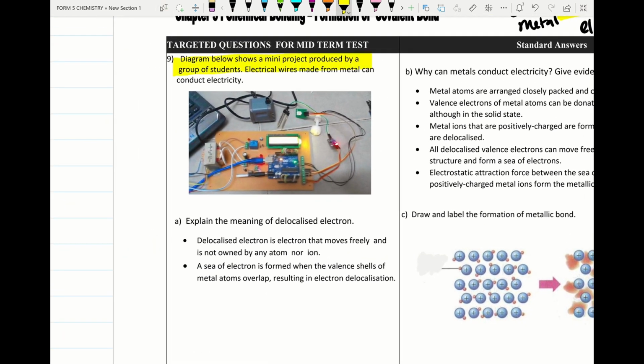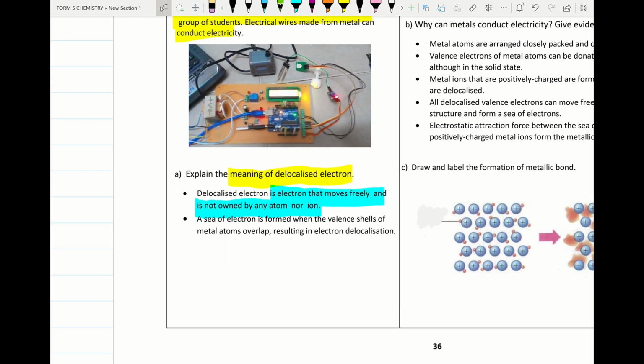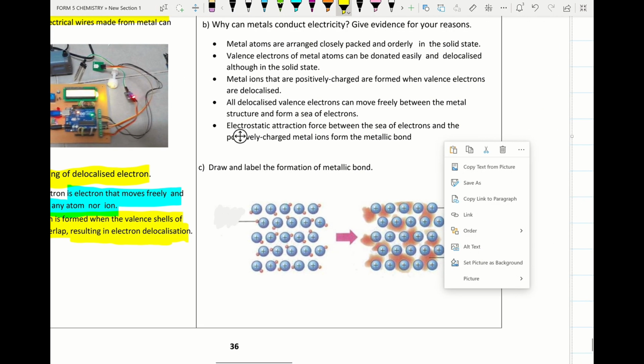The diagram below shows a mini project produced by a group of students. Electrical wires are made from metal and can conduct electricity. Explain what is meant by delocalized electron. A delocalized electron is an electron that moves freely and is not owned by any atom or ion. They are able to move freely within the metal structure. The sea of electrons is formed when the valence shells of metal atoms overlap, resulting in electron delocalization.